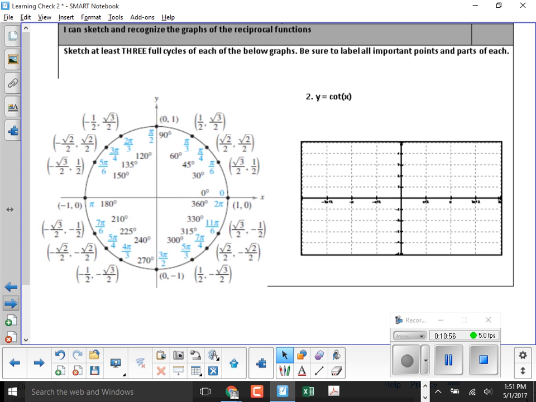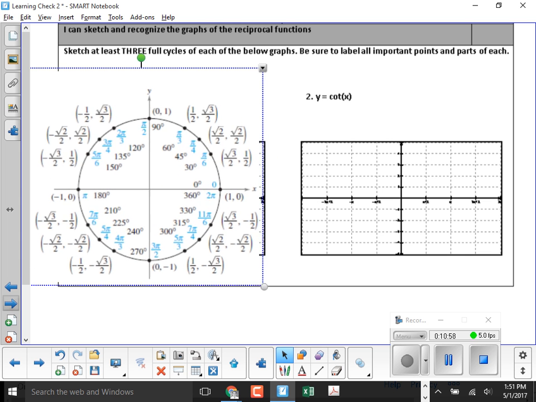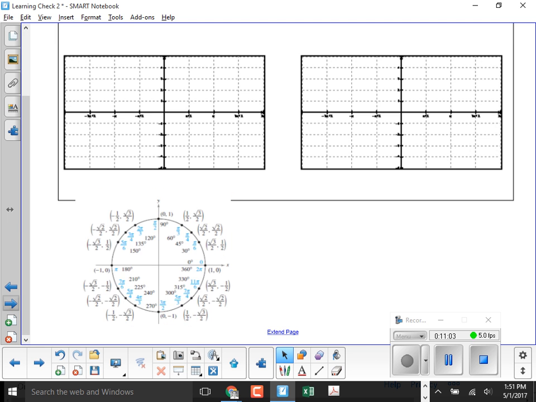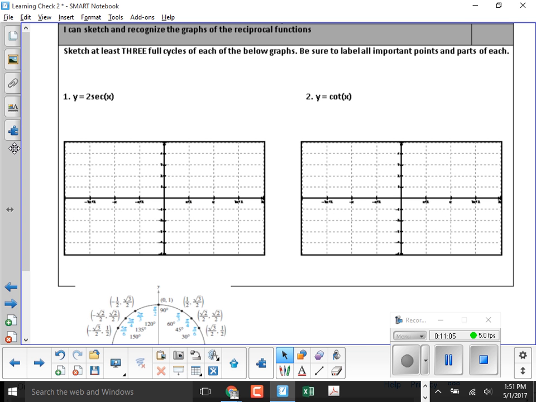Okay, now, cotangent of x. Let me shrink this up a little bit. Actually, I'll put this down here for now. First, let's graph 2 times the secant. For the secant, the first thing you want to do is recognize that that's 1 over the cosine. So let's graph 2 cosines of x, because that's the reciprocal of 2 secants of x.